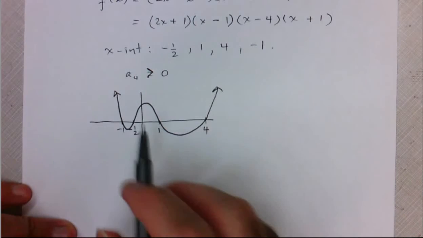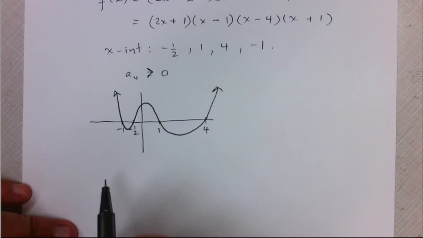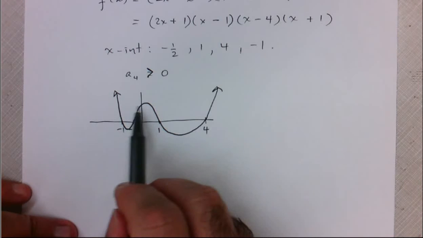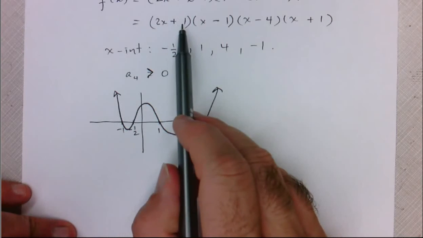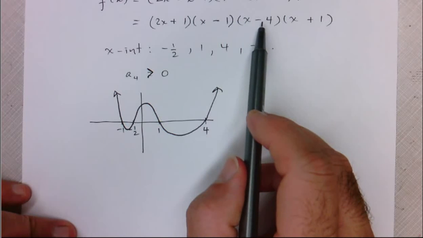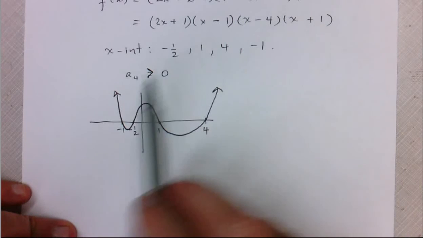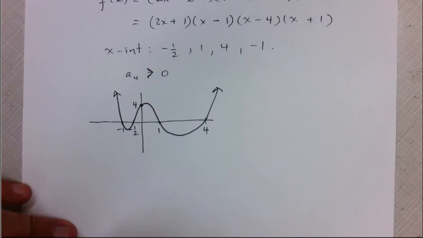Notice how I don't really worry about how far down or up it goes. I could have been a little more precise. I could specify the y-intercept. So let's take a look at what the y-intercept would be. So 1 times -1, so -1 times -4 is 4, times 1 is 4. So it makes sense that the y-intercept needs to be positive.